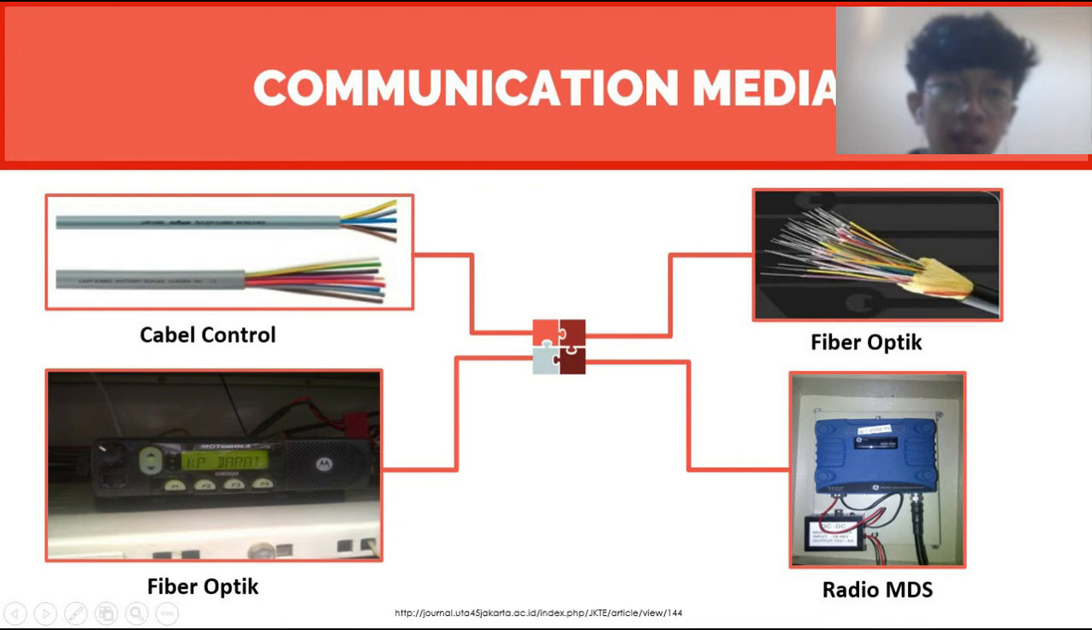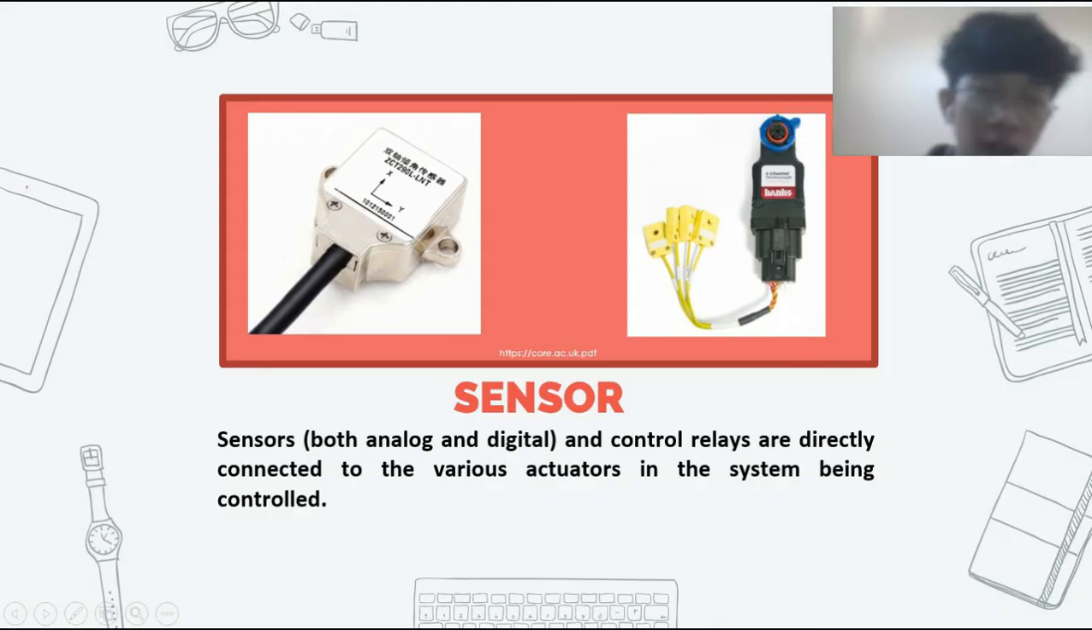Next, communication media. Communication media is one of the most important parts of an electric power control system, namely a subsystem, which is a telecommunication facility used to connect the control system devices, especially between the master station and the remote terminal unit device. Next, sensor. Sensor and control relay are directly connected to the various actuators in the system being controlled.